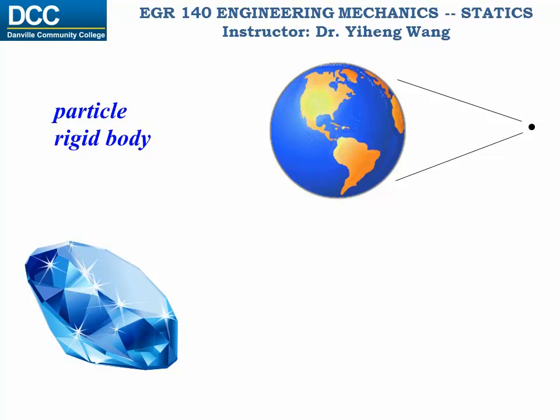Rigid body is another idealization of real-world objects. A rigid body not only has mass, but also has dimensions and geometry, in other words, size and shape, that need to be taken into consideration in our analysis. But unlike real-world objects, a rigid body doesn't have any other material properties such as elasticity, therefore it will not deform.